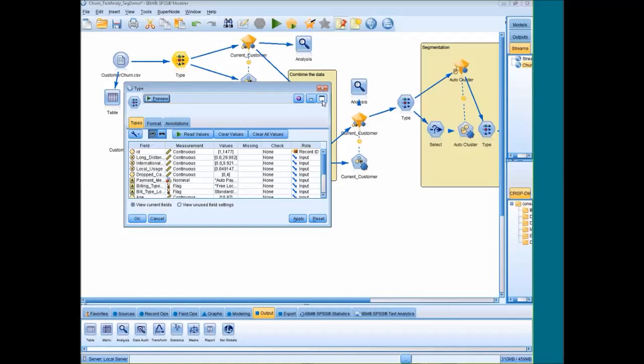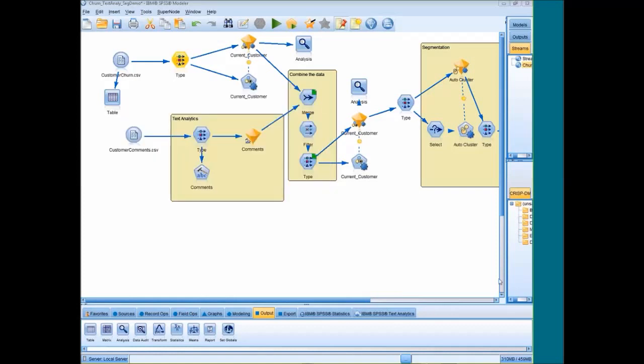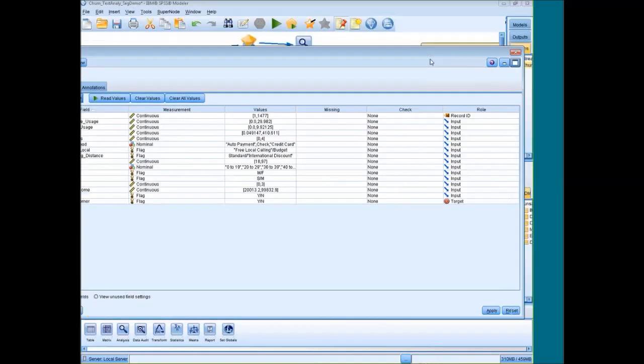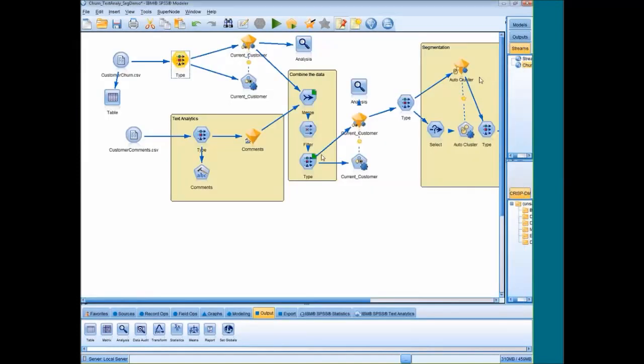On the type node, what's interesting here is that the current customer at the bottom of the screen, I'm setting it as the target of my model because that's what I want to predict. All of the other attributes are inputs to the model, and the top record is just a system-generated record, so I don't think it has anything to do with whether a customer is going to churn or not. So I'm going to close that up. This is the first model we're going to build.